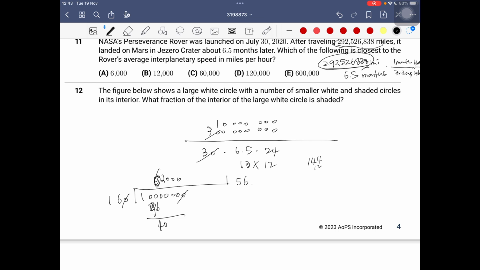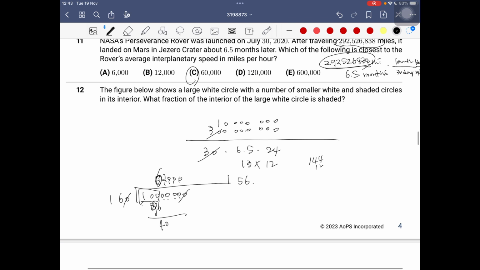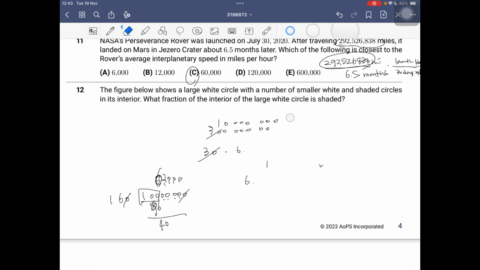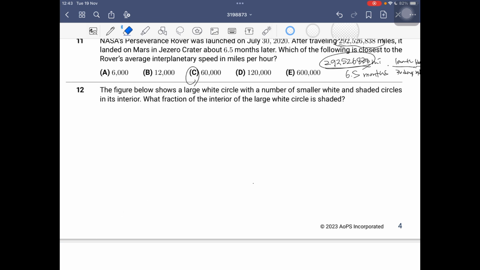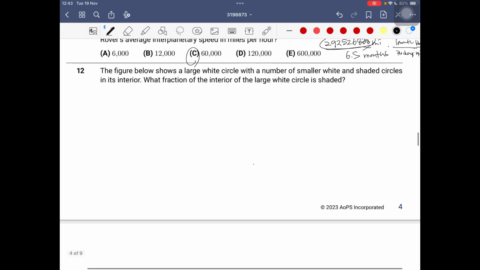So how many zeros do we have? 1, 2, 3, 4, because we can make from here 1, 2, 3, 4. So this may have 60,000. So this is all approximation. I mean, the calculation should be approximated, not to make it too complex.